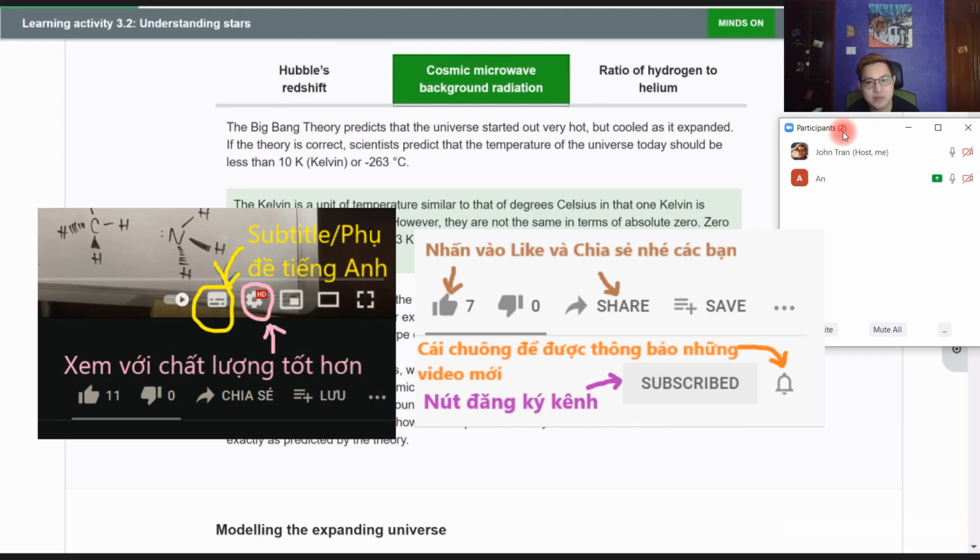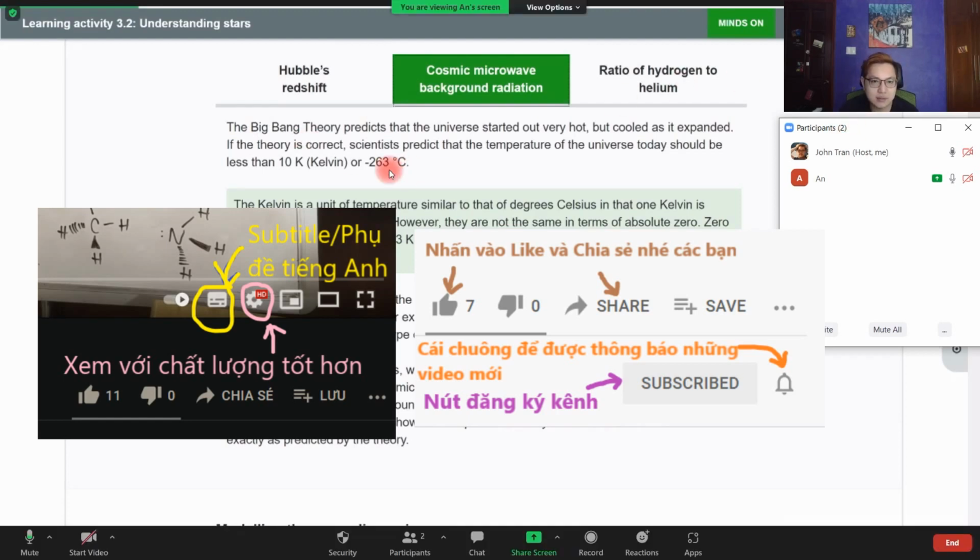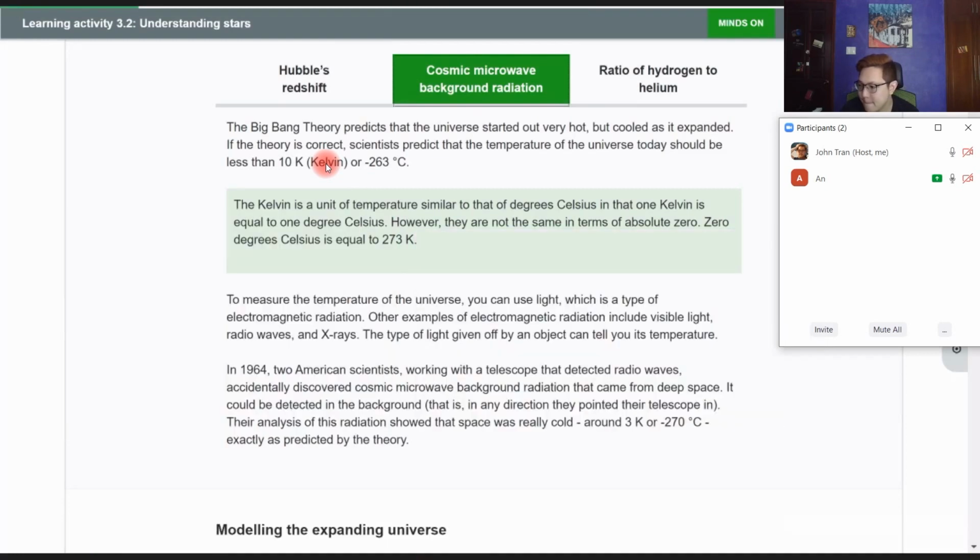Can you read that? The Big Bang Theory predicts that the universe started out very hot, but cooled as it expanded. If the theory is correct, scientists predict that the temperature of the universe today should be less than 10 Kelvin, or minus 263 degrees Celsius.